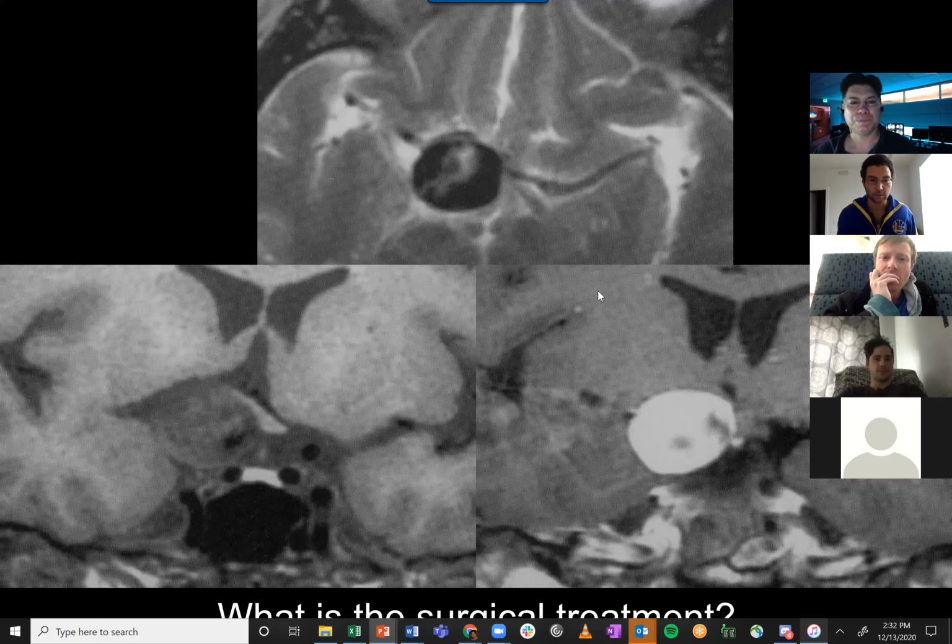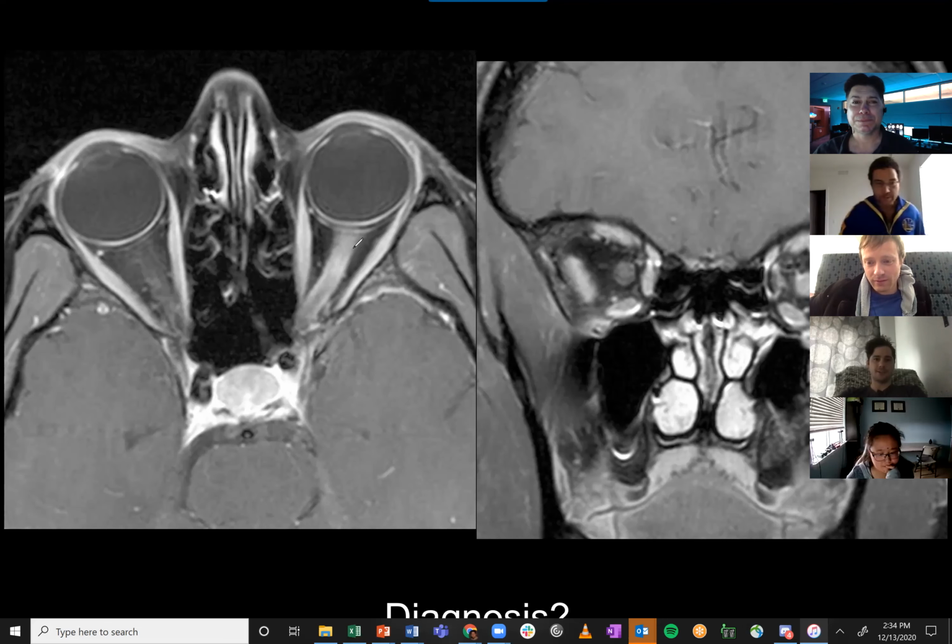Diagnosis. I think we're probably going to get optic neuritis, but I'm trying to say why it's optic neuritis. What do you see? The right optic nerve is hypo. So the left is hyper enhancing, but it doesn't seem very enlarged. It is enhancing. Should it normally enhance? It normally does enhance. So it's hyper enhancing.